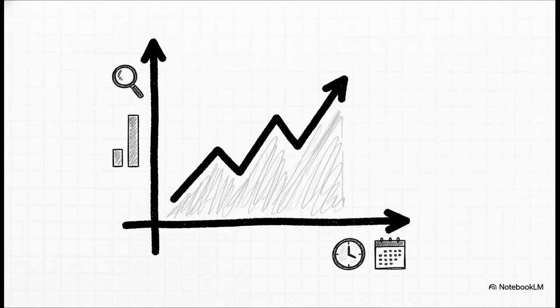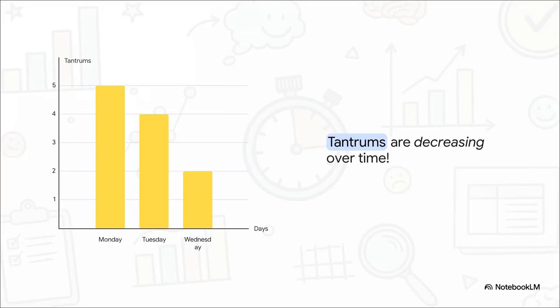The absolute simplest memory trick for graphs: The x-axis is the flat line running across the bottom. It always moves across time. Think days, sessions, weeks. The y-axis stands tall on the side, and that shows you exactly what you measured, like your rate, duration, or percentage. Let's see how this actually builds a story.